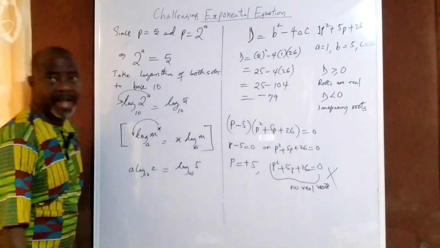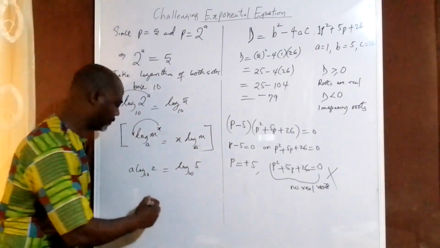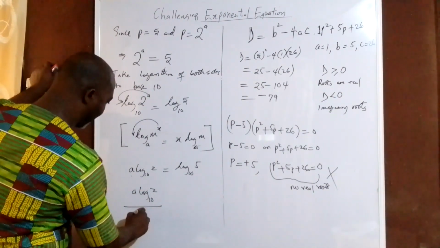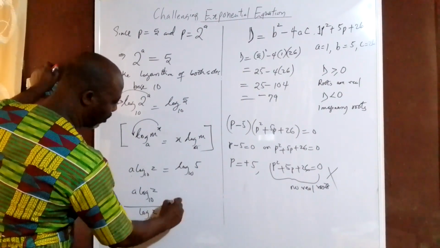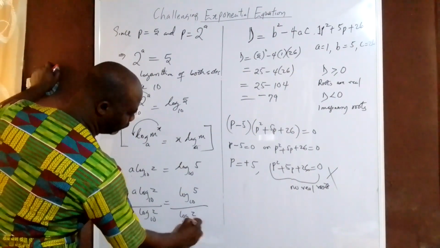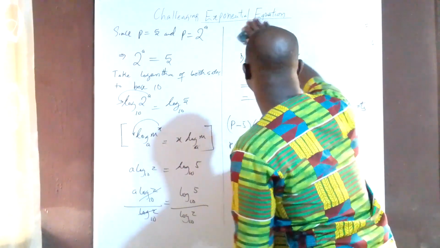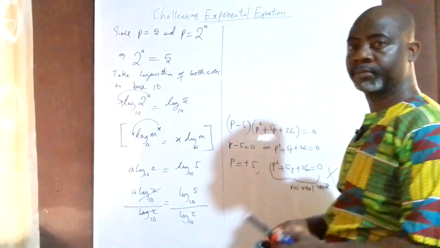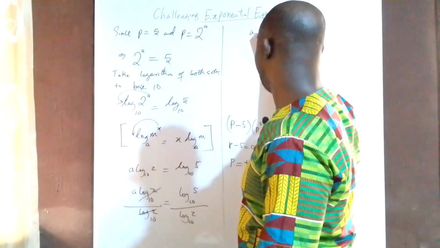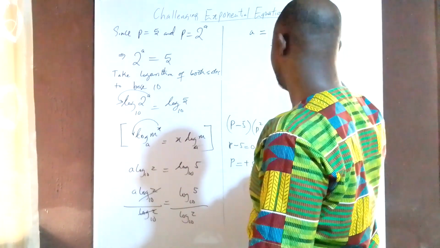So let's divide both sides by log to base 10 of 2. Dividing both sides, we have a log to base 10 of 2 divided by log to base 10 of 2 equal to log to base 10 of 5 over log to base 10 of 2. So this and this will cancel each other out, and what we are going to have now is a equal to log 5 to base 10 over log 2 to base 10.